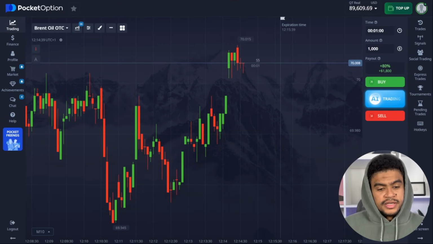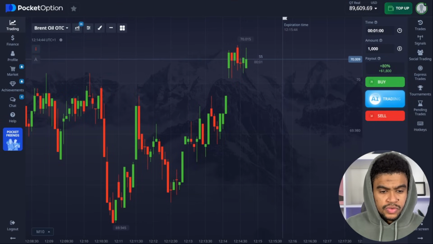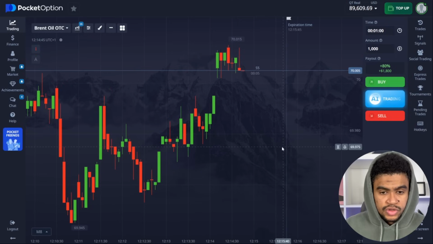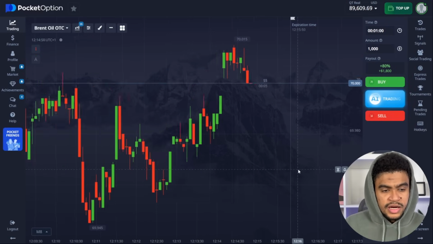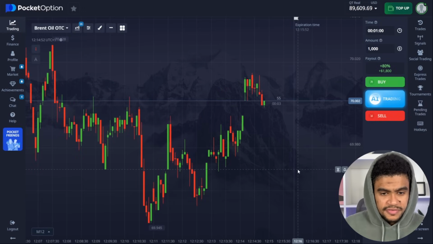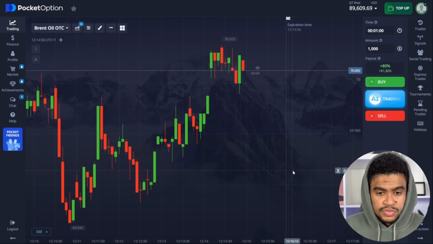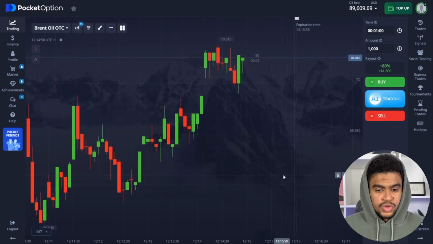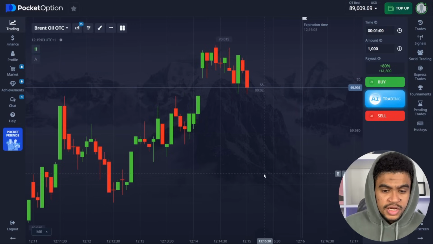Okay guys, here we are on Pocket Option. We're going to be trading on Forex and we're going to do a few trades, not going crazy. We're going to be trading on MT5, which is, as I mentioned, a multi-asset trading platform. So I'm going to show you how you can use it and how you can control your trades. So let's start.